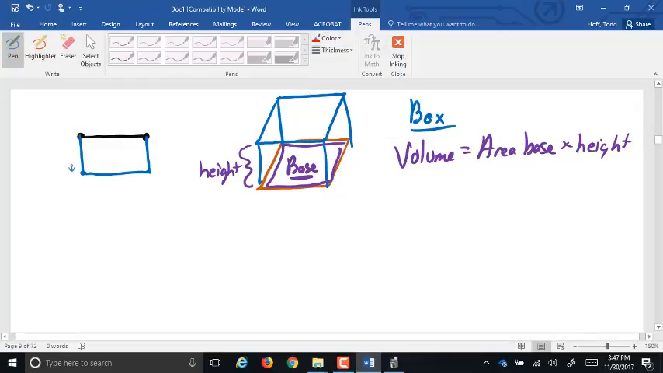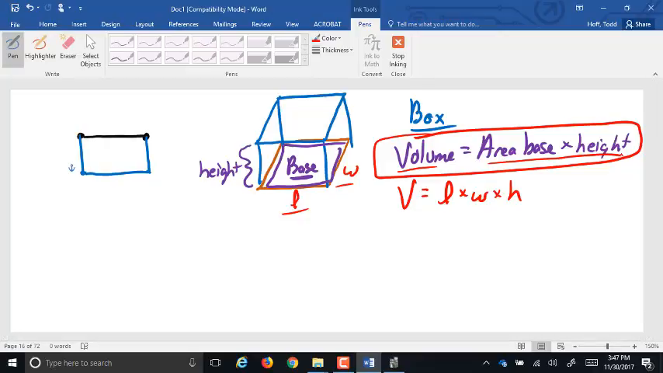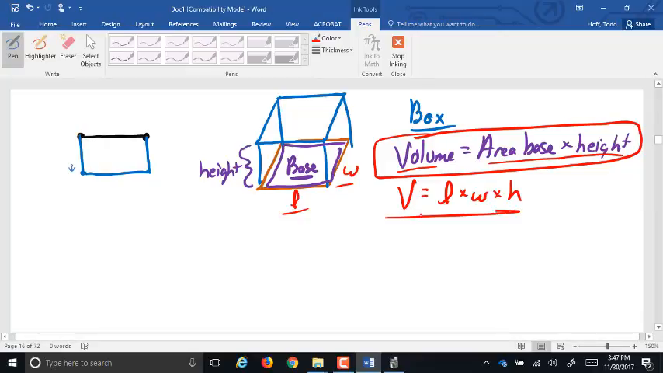Now, most of you are used to seeing volume defined as length times width times height, which is true because the area of the base is just the length times the width. There's a very specific reason why I define volume in this way, as area of a base times a height, and that's because it allows me to find the volume of several different shapes, not just boxes. This formula here only applies to boxes. So let's take a look at some examples.